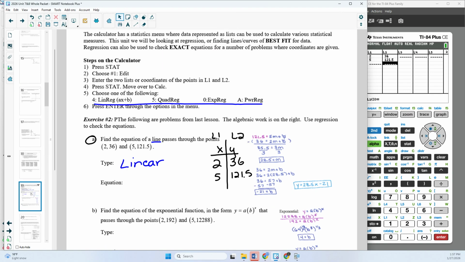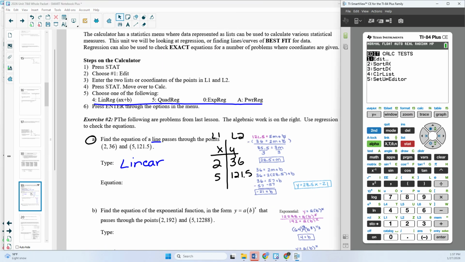So once the data is entered, I can press the stat button again. I want to go over to the calculate menu, which is the second one. And you'll see choice 4 is the linear regression I want. 8 is another type of linear regression where it switches up the order of the y-intercept and slope. I prefer number 4 because that's usually the order that we do in math.